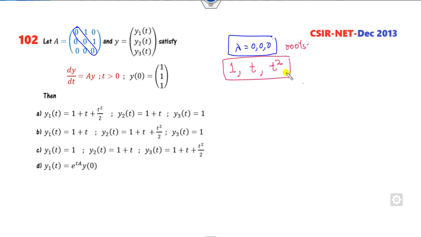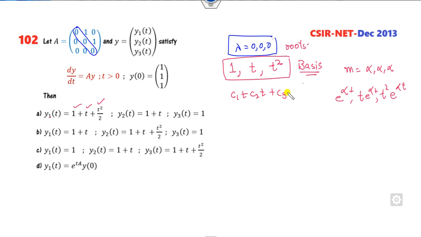Fine. These are my bases here, because once you have the roots, m is alpha, alpha and alpha, you can write as e raised to power alpha t, t e raised to power alpha t, t square e raised to power alpha t. Here alpha is 0. Now you can check that y1 basis 1, t, t square, half is a constant. You can write as a linear combination c1, c2, c3 of t square. So this is satisfied. 1 plus t is a linear combination of the 1, t, t square here. So first option is correct.